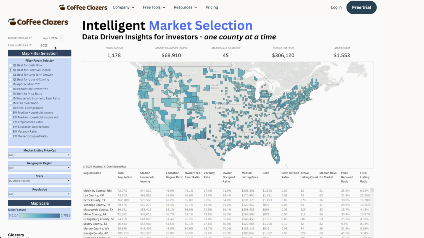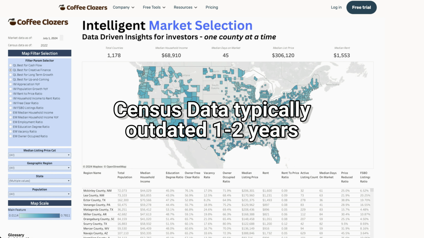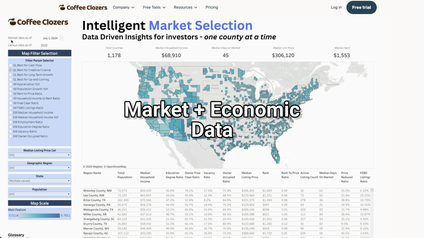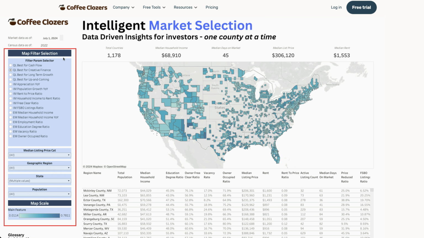Census data, this is the economic data. Remember, we went through population growth as well as education. This data is usually outdated by 1 to 2 years. This goes across anywhere that you see population or median household income that comes from the government. It's always going to be outdated. Why? Because they don't have the capability to poll the entire population and aggregate data on a regular basis. So we have a combination of 2 data sources, which I'll go into what that data is in just a moment. But now I want to go over to filters.